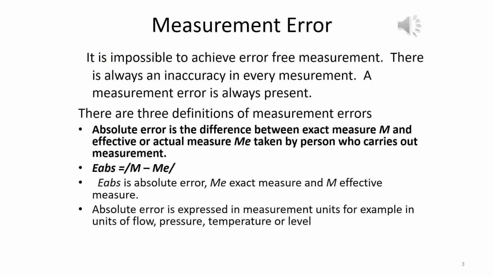Absolute error is the difference between exact measure M and effective or actual measure ME taken by the person who carries out the measurement. E abs equals M minus ME. E abs is absolute error, M is the exact measure and ME is the effective measure. Absolute error is expressed in measurement units, for example, in units of flow, pressure, temperature, or level.